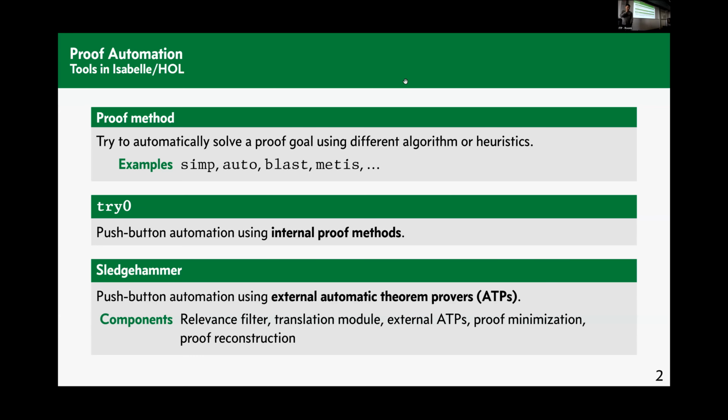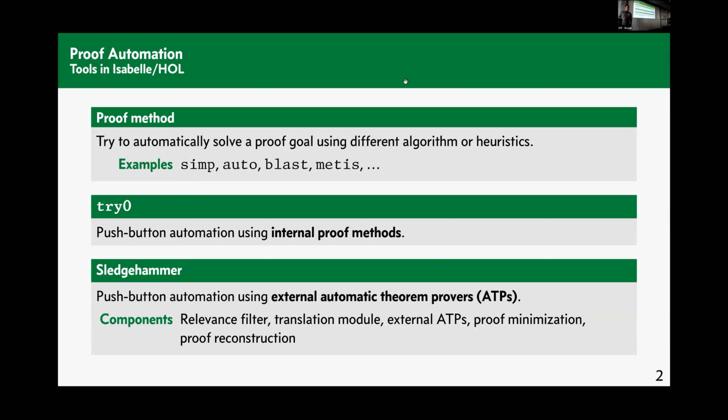But there is some more powerful automation. In this case, in Isabelle, it's called Sledgehammer. Sledgehammer is our version of what is called more generically a hammer, or ATP hammer. So it's also some push-button automation, but it will use external automatic theorem provers, so ATPs, in order to try to solve the goal. And if this works, then it will try to construct an Isabelle proof out of that.